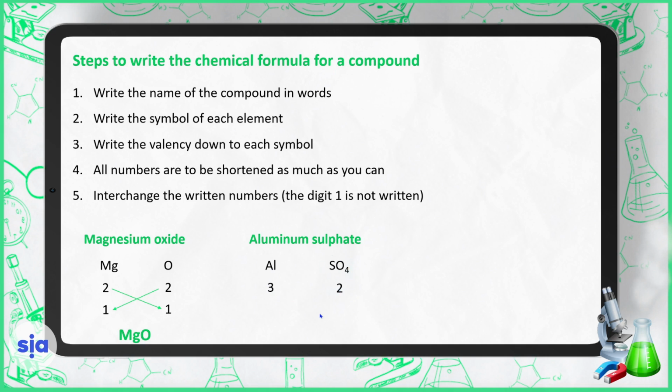And then we will interchange the digits. So we will put the 2 under the aluminum and the 3 under the sulfate, and it will be written like this. Aluminum with 2 of the sulfate and the sulfate group with the 3 of the aluminum.